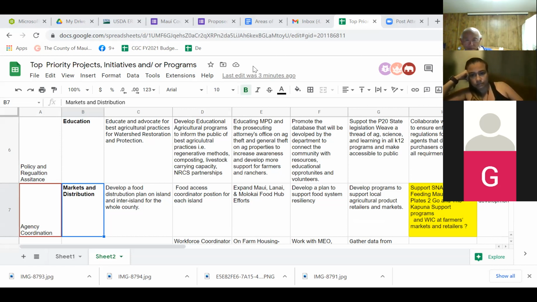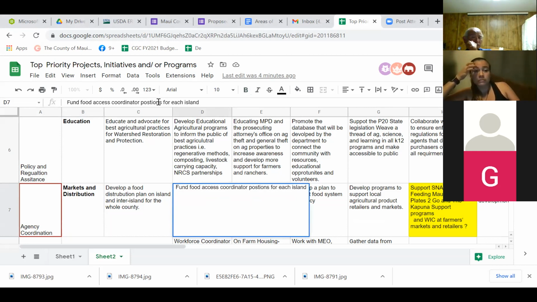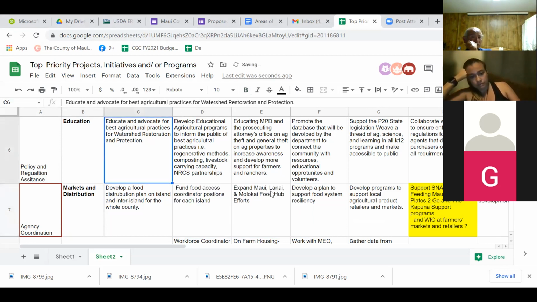Let's move. Okay, develop a food distribution plan on island and inter-island for the whole county. I guess we should say secure or fund food access coordinator positions for each island. Expand Maui, Lanai, and Molokai food hub efforts. Develop a plan to support food system resiliency.